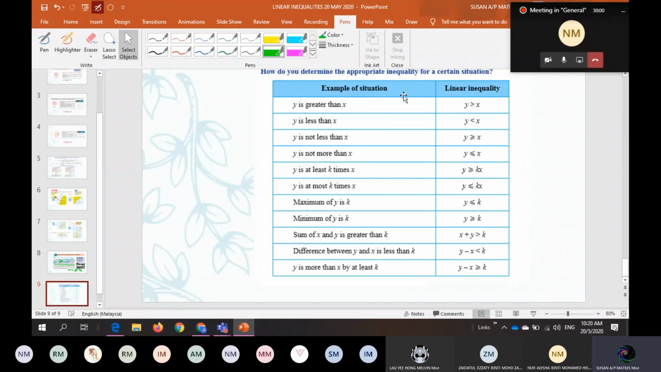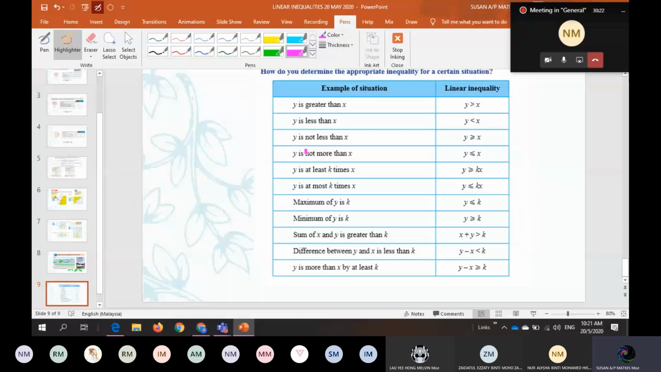So when you see y is greater than x, this is the symbol. If y is less than x, this is the symbol of the inequality that you use. If y is not less than x, that means x is also included. If y is not more than x, so you have to look at these words, guys.